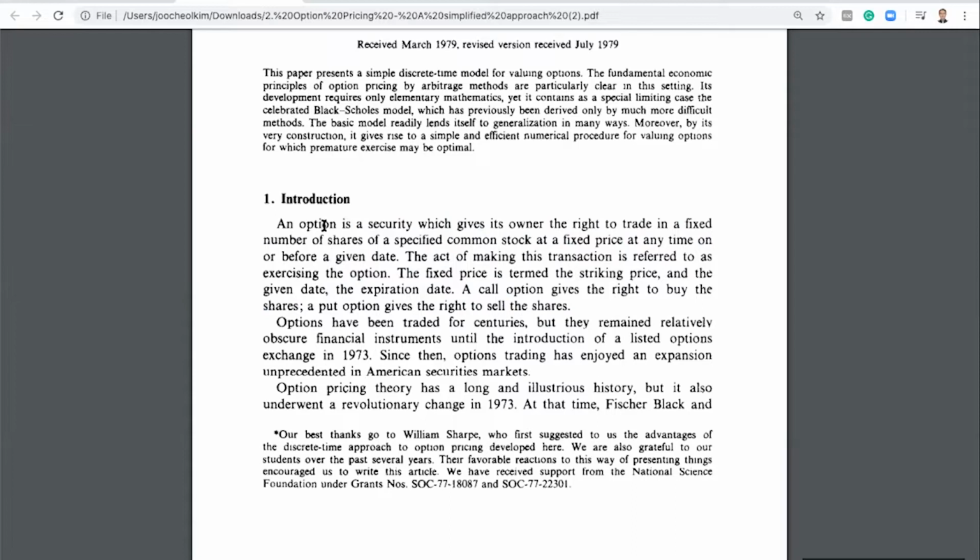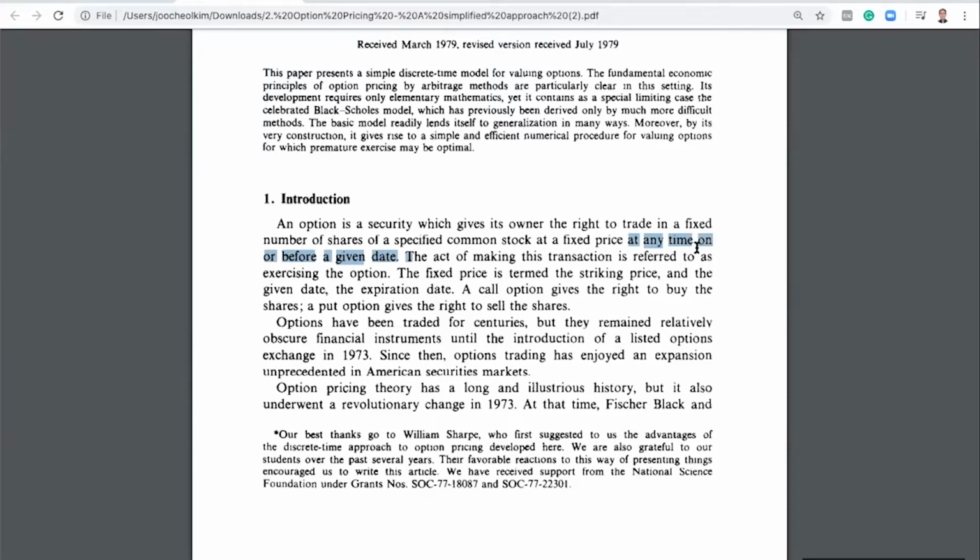So an option is a security which gives its owner the right to trade in a fixed number of shares of a specified common stock at a fixed price at any time on or before a given date. Now I believe most of you can understand what it means, but I just want to make one point on this sentence. At the end of the sentence, it says, at any time on or before a given date. And it needs an explanation.